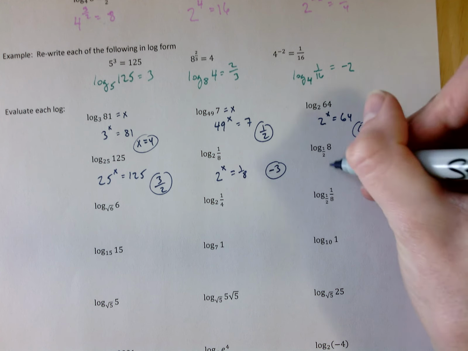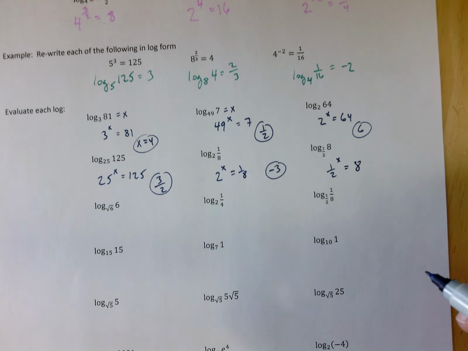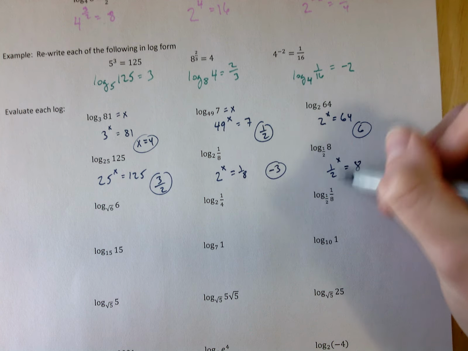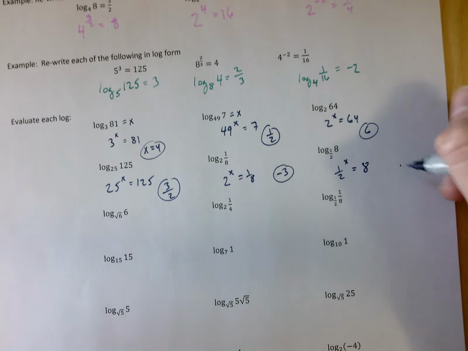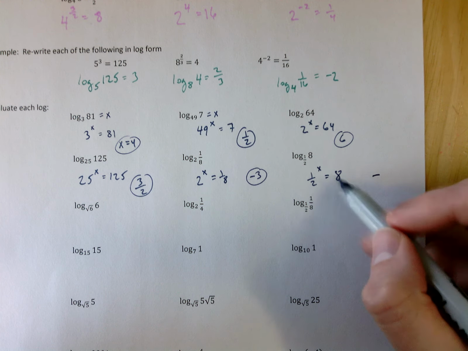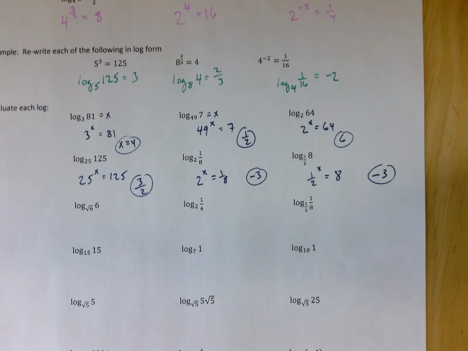Okay, this one, we're doing 1/2 to what power equals 8. Okay, well, to go from 1/2 to 8, I'm going to want to flip this to make it into a 2, right? So it's going to be something negative to make it a whole number. So if I flip it, that'll make it a 2, and then 2 to what power gets me to 8? Well, 3. So that's going to be -3.